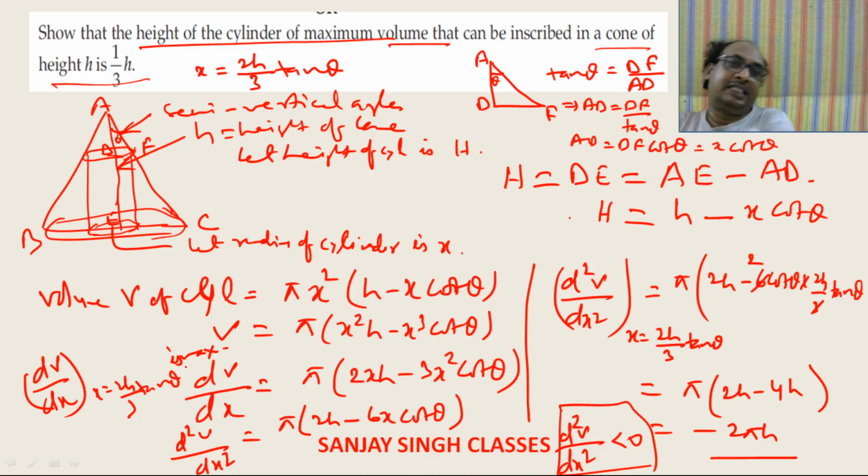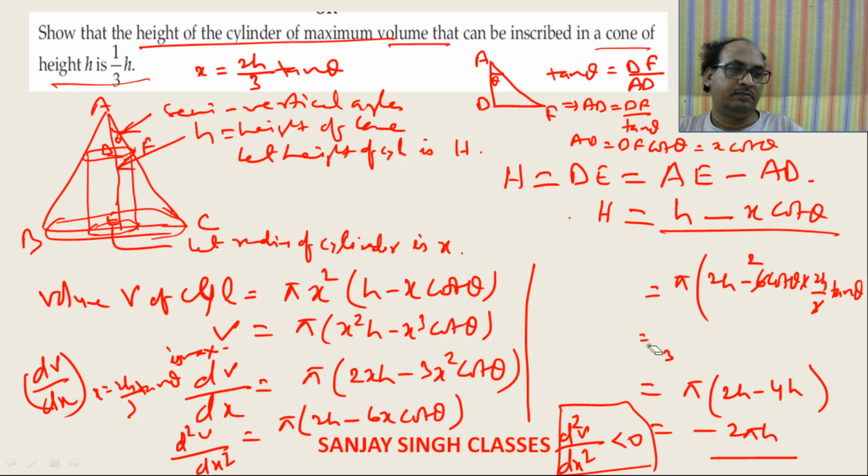Now that can be inscribed in a cone of height h is 1 by 3. So now the height of the cylinder we need to find. From where? From this expression. So we will be putting the value of x. So let me write. Okay, let me go for erasing this part. Okay, right.